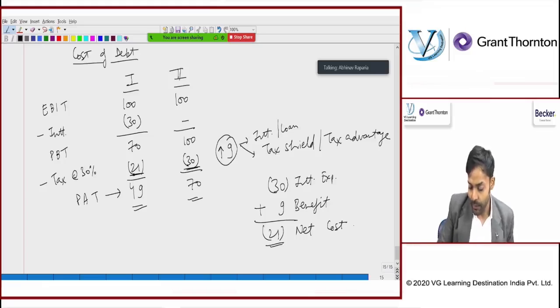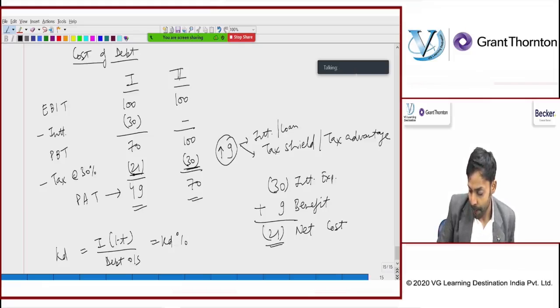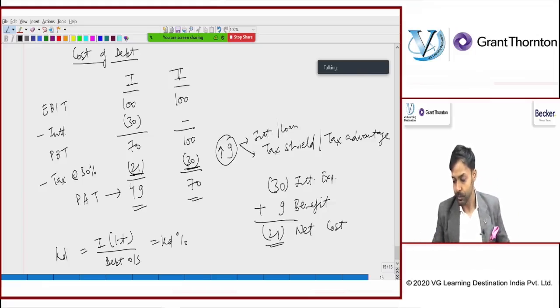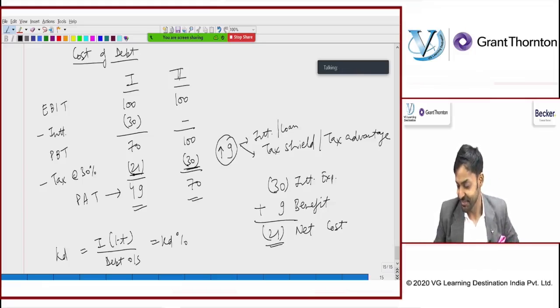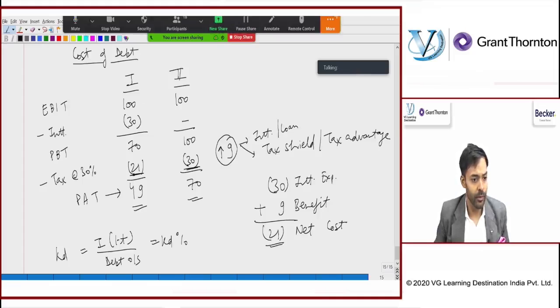So that is why when we calculate the cost of debt, we always multiply by 1 minus tax to get that tax shield impact, and then we divide by the debt outstanding to calculate the Kd percentage. I hope it is clear. In case you want to jot it down, you can do that. Very basic. We must have done this in our college or something.